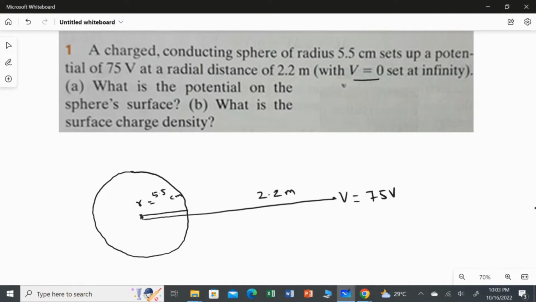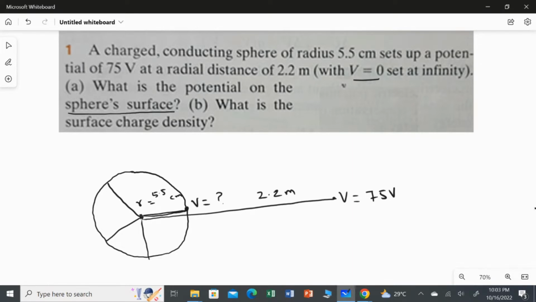Now, what we are going to do is find the potential on the sphere surface. That means we are going to find the potential here, because this is a sphere, the radius is the same. Am I right? If you take this one or this one, all the radii in the sphere are the same. So I'm going to take this as my radius. Because this is the surface of the sphere, at this point I'm going to find the potential.